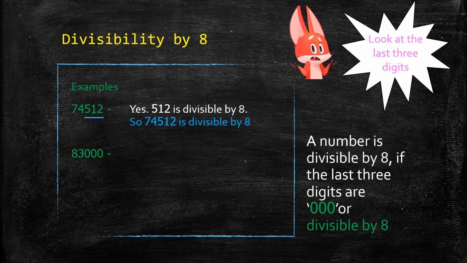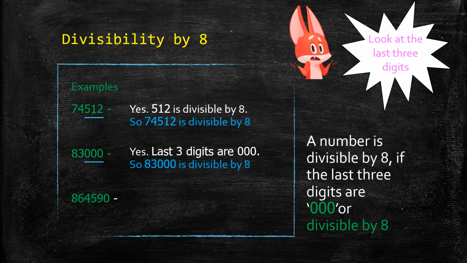Next, 83,000. Look at the last 3 digits. We have 000. So we need not divide and find out. We can say that this number is divisible by 8. The next number, we should check whether 590 is divisible by 8. No, 590 is not divisible by 8. So this number is not divisible by 8.